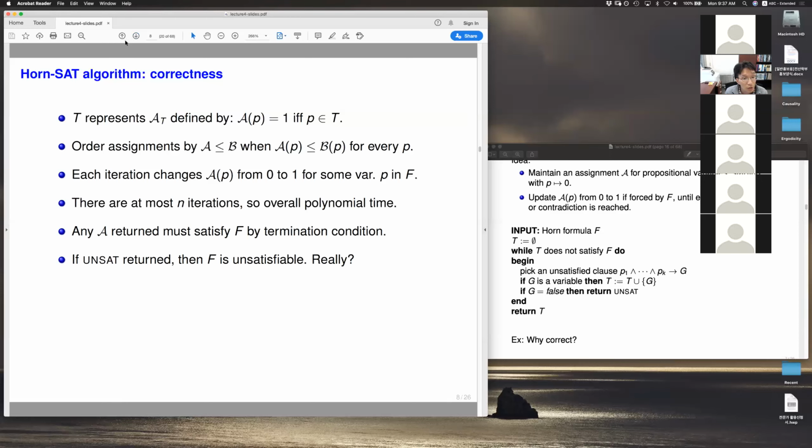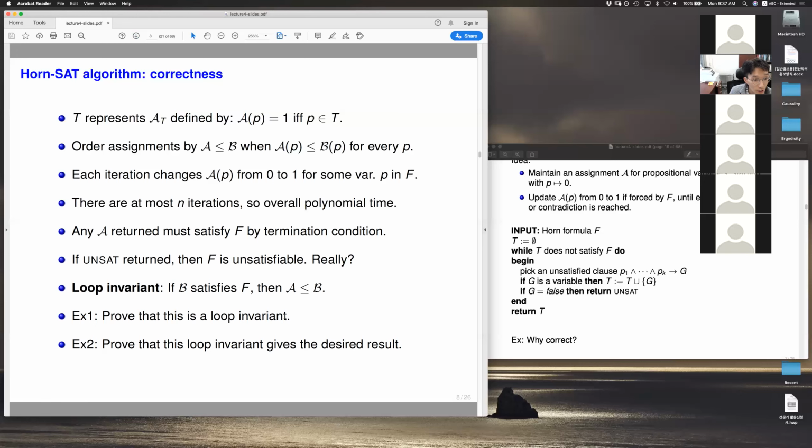So that's the real question, and I want you to think about this. To show this, we can use the so-called loop invariant. Now suppose, what we're going to show is that if formula F is satisfiable, so if there is some assignment B that satisfies F, then we have to show that this algorithm will never return UNSAT. So that's what we have to show.